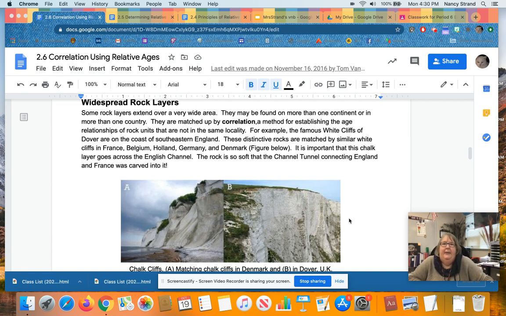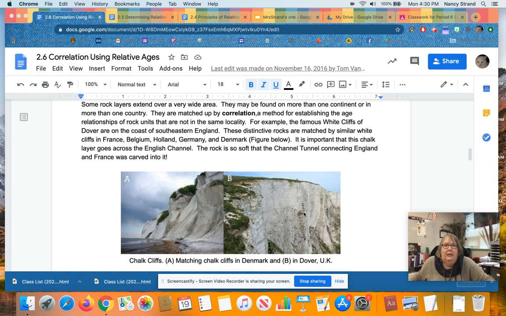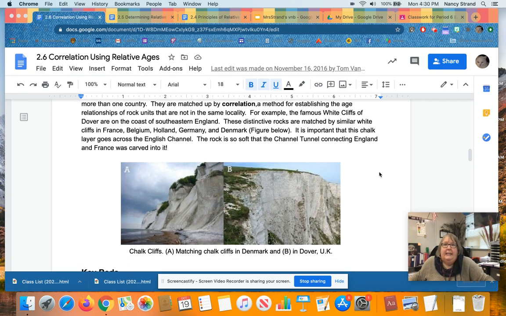For example, the famous White Cliffs of Dover on the coast of southeastern England. These distinctive rocks are matched by similar white cliffs in France, Belgium, Holland, Germany, and Denmark. Pretty wild, big places. Okay.